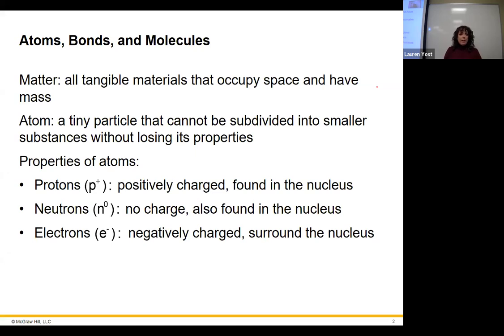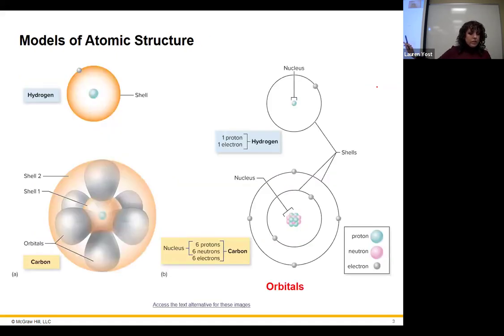So atoms, we all know that atoms pretty much make up all matter in the universe. That's no big surprise at this point. If you've been through chemistry, this stuff is not news to you. We've got atoms made of protons, neutrons, and electrons. Protons are positive, neutrons neutral, electrons are negatively charged. We've seen the atomic structure before.